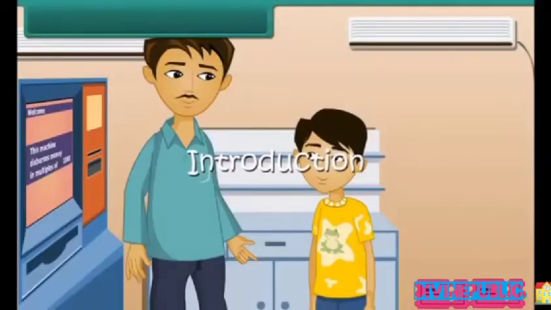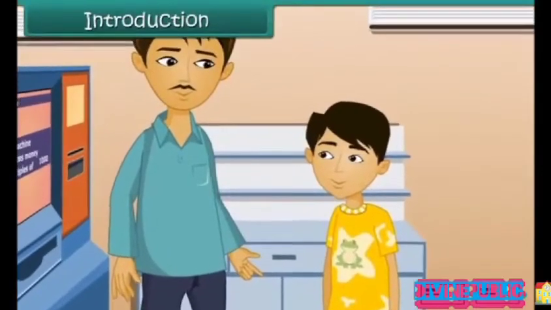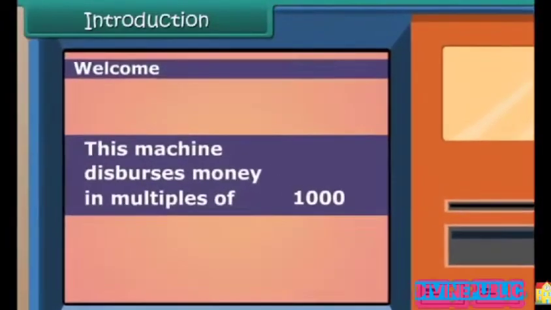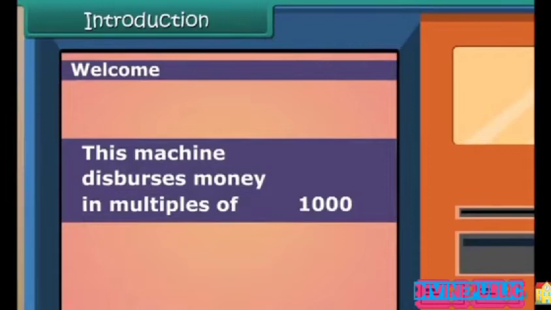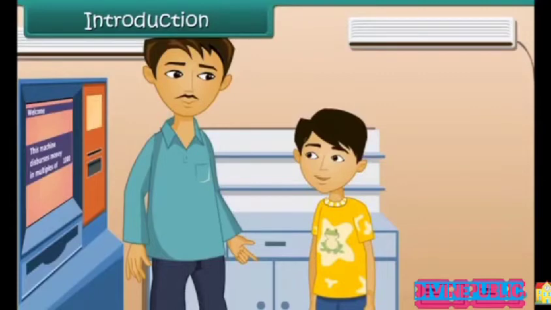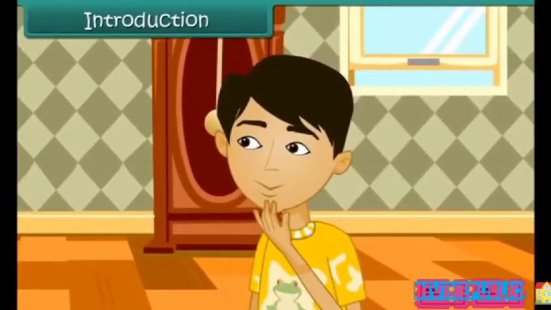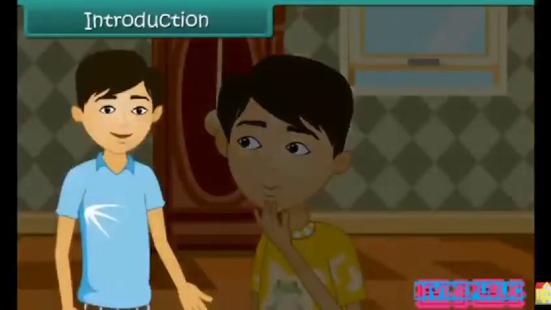Hello children. You are at an ATM center with your father. You see a message on the screen that says, "This machine distributes money in multiples of 1000." You ask your father what the message means. He says it means that he can either withdraw 1000 or 2000 or 3000, but not 1500, 2700 or 3800. You return home confused. You are also curious to know more about multiples.